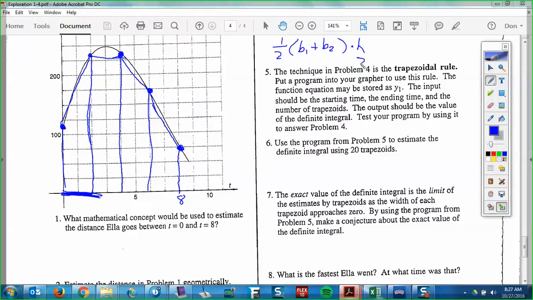So what would be the height of each one of our trapezoids? 2. And then what would be these vertical strips? Well, they'd be these Y values. How could we quickly get these Y values? From our calculator, we could trace, right? So everybody get onto your graph, and let's trace at 0, and then let's trace at 2, and then let's trace at 4, okay?